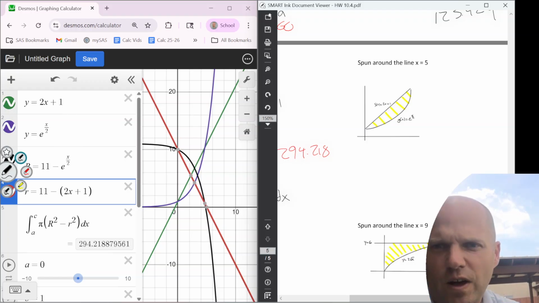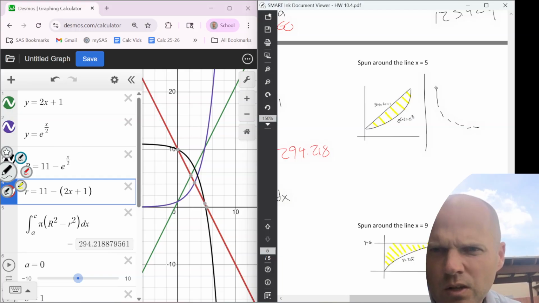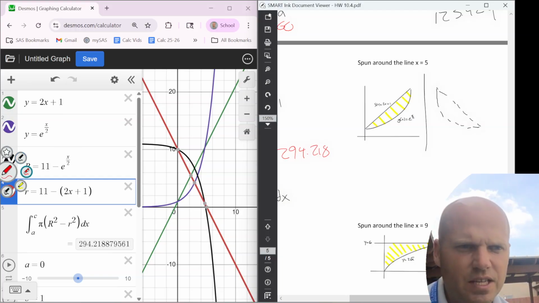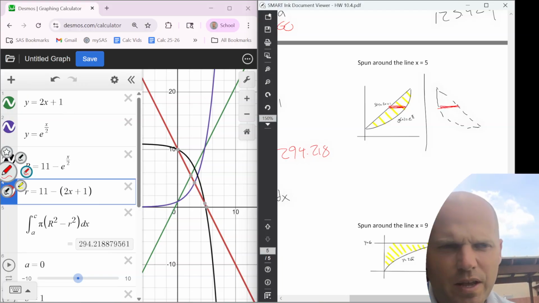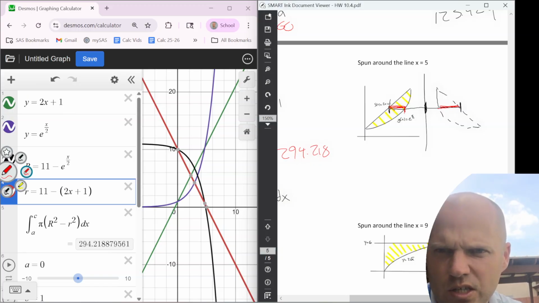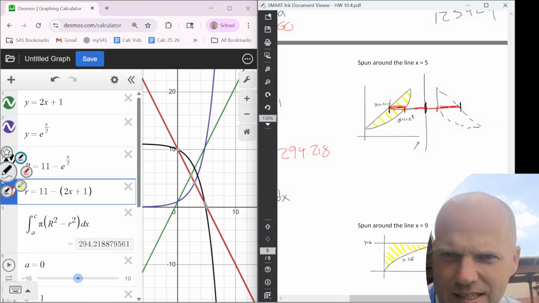Spin this around x equals 5. Okay, great. As long as you understand we should be taking something horizontal and spinning it, that we have a washer, then you need to understand the radii to the outside of the washer, so there, and the radii on the inside of the washer, which is there to there. We should be good. Now I realize that the radii are this x distance.